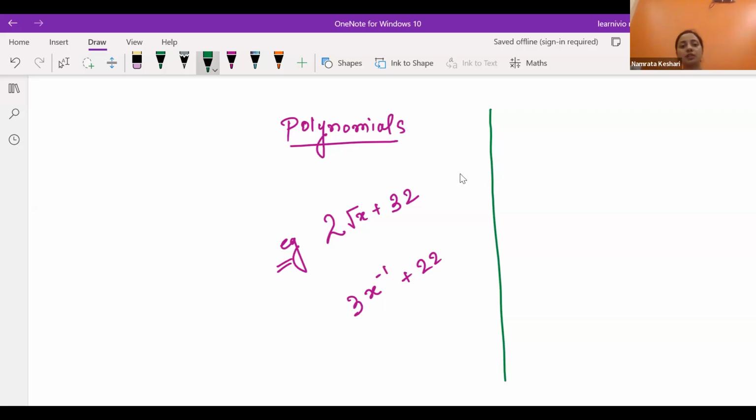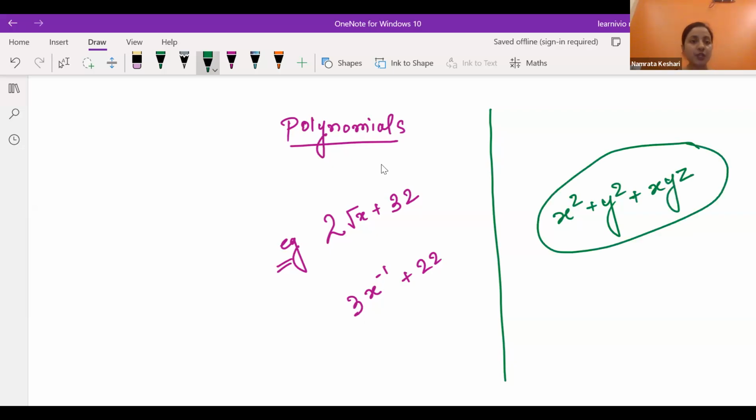So there are two conditions which need to be fulfilled to become a polynomial. The first condition is that the power of the variable has to be a whole number. If you have an algebraic expression, say x square plus y square plus xyz, this is one example of an algebraic expression. Why? Because xyz is there, right? Yes. Now, this is not a polynomial.